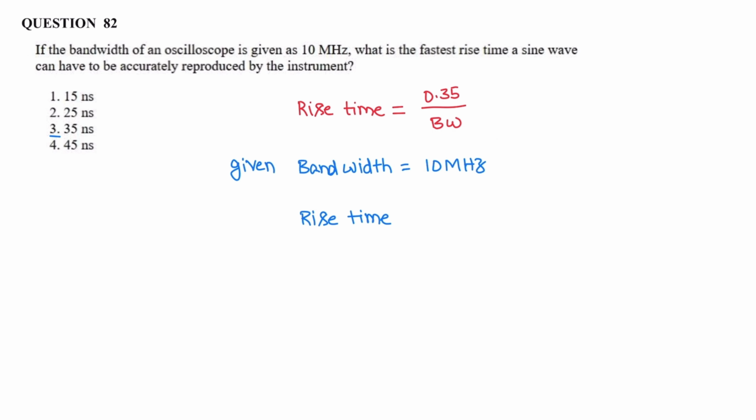Question number 82. If the bandwidth of oscilloscope is given as 10 megahertz, what is the fastest rise time a sine wave can have to be accurately produced by the instrument? So we know that rise time is equal to 0.35 by bandwidth. Bandwidth given is 10 megahertz. Now we need to calculate rise time. 0.35 by 10 megahertz, 10 power 6. Its value is 35 nanosecond. Correct answer is option 3.